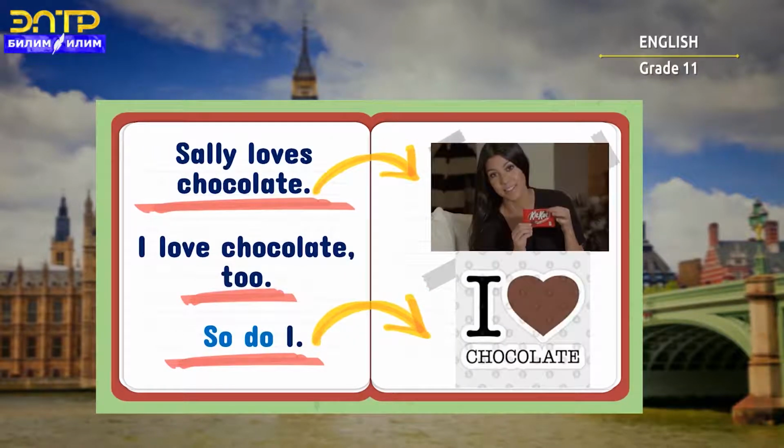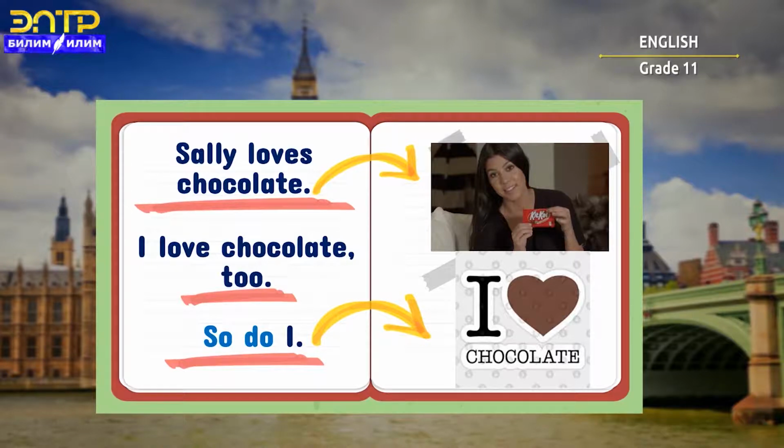Let's see another example. Sally loves chocolate. If you agree with Sally and your answer is yes, you can say, I love chocolate too. You agree with Sally and both of you love chocolate. Or you can say, so do I, starting with so, and then a helping verb do, and then I.